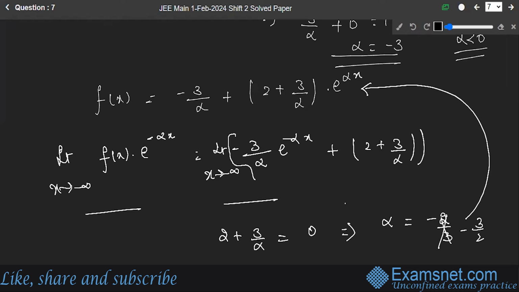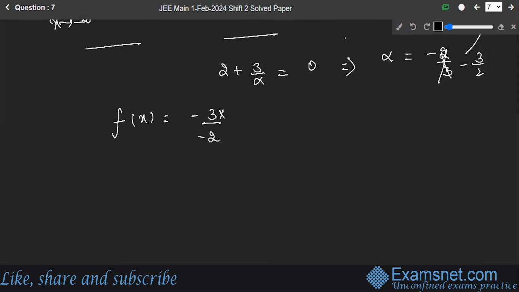How is that? See, over here, I'm doing this solution. You had 2 plus 3 upon alpha is equal to 0. 3 upon alpha is equal to minus 2. Or alpha will be equal to minus 3 upon 2. Okay, so let's fill in this equation.